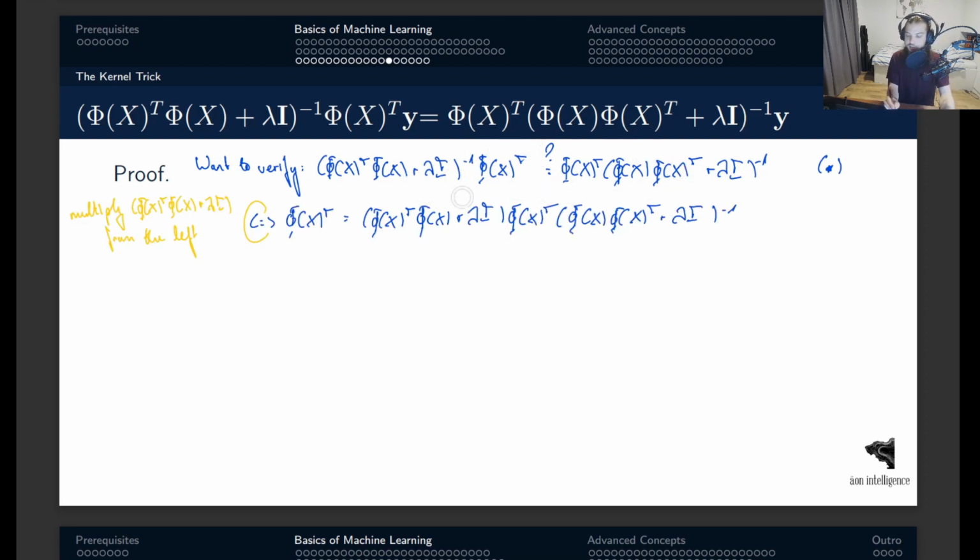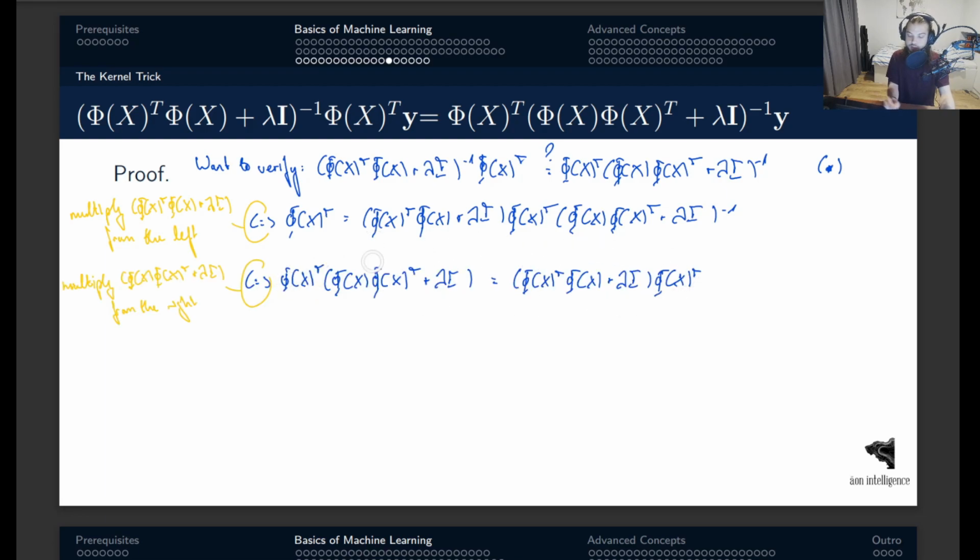We first observe that the equality star is equivalent to this equality. What we do is multiply this expression, phi x transpose phi x plus lambda times the identity, from the left to both sides. And since we have the inverse of that expression on the left-hand side, these will cancel, and we are only left with phi x transpose. We multiply this expression from the left to the right-hand side.